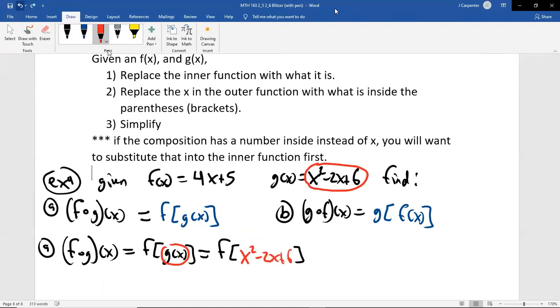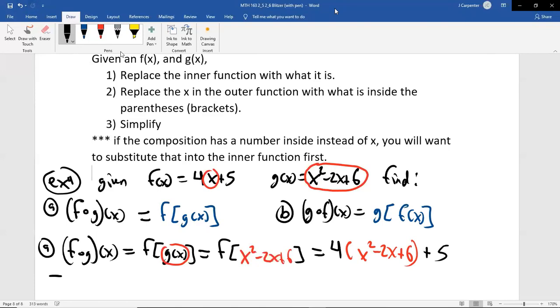So this is going to become 4, I'll use red for the replacement, so this x right here becomes what's inside the bracket, x squared minus 2x plus 6, and you obviously need a parentheses for that, and then a plus 5. So again, it was 4x plus 5, but we were told to plug in this, so 4 times this plus 5.